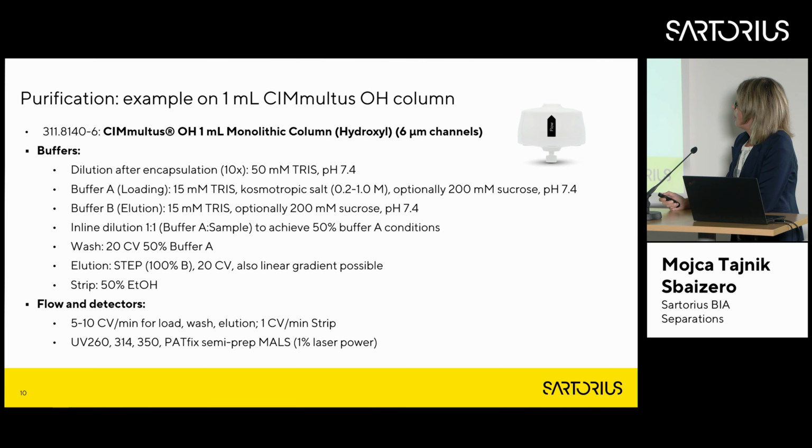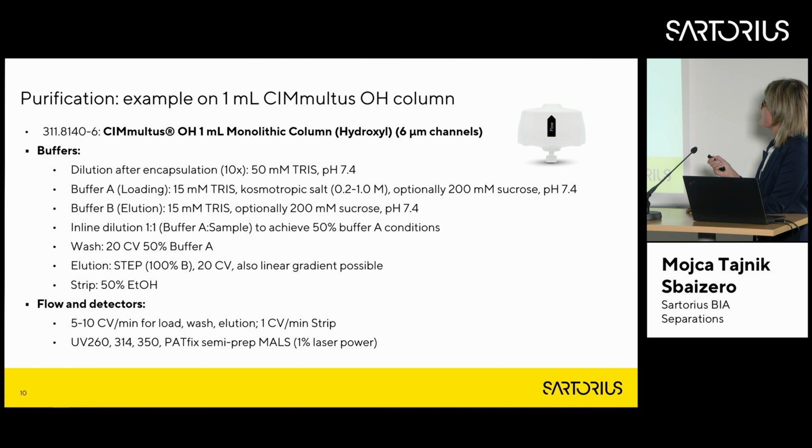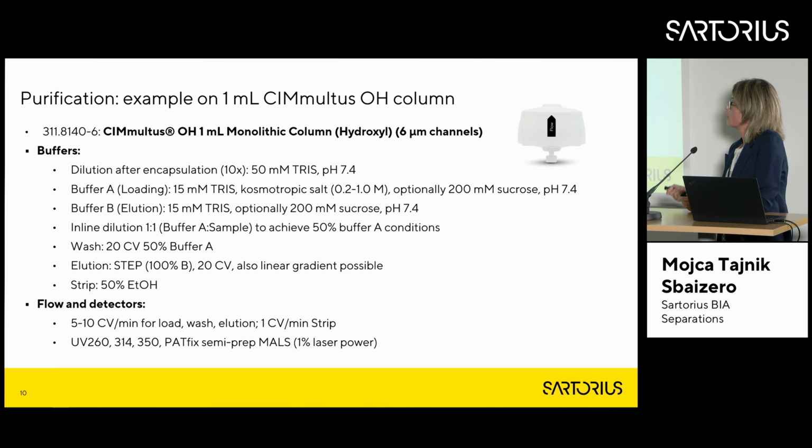So this is the real protocol, just to show, an example 1 ml monolithic column with 6 micron channel. The channel size here is important. The larger channels will give better performance also regarding the shear stress and the LNP activity. So we recommend to use a 6-micron channel. Then you use normal buffer for the neutralization, the one you are currently using, for example, Tris pH 7.4, 10 times dilution.